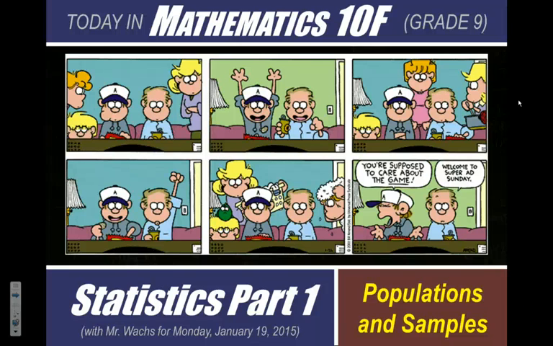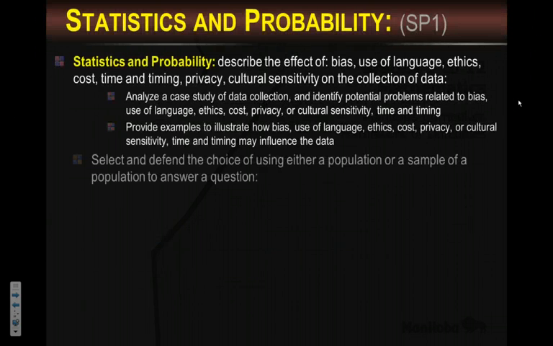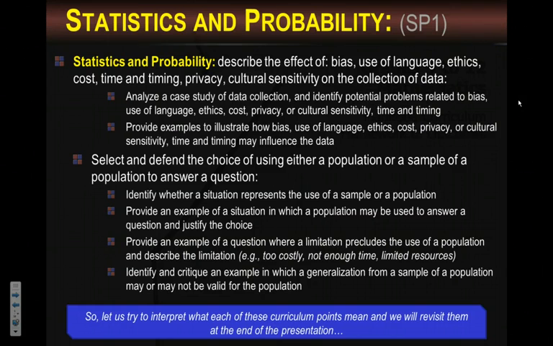Okay, today we're going to take a look at statistics part 1. So here's what the curriculum says about statistics from this unit. There's a couple things. One, we need to look at some of the language that the statistics unit incorporates, including the word bias, and then some other words like population and sample.